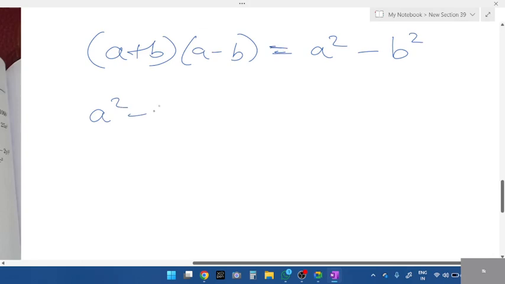Even the reverse you all have to remember. If I ask you all A square minus B square, what's the answer? A plus B into A minus B. Very good. A plus B into A minus B.